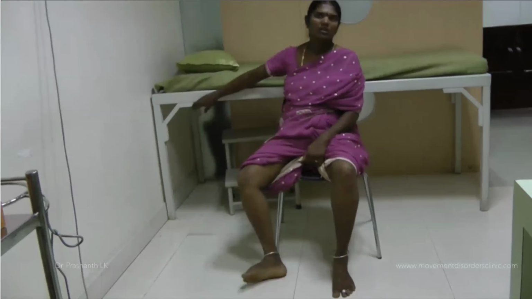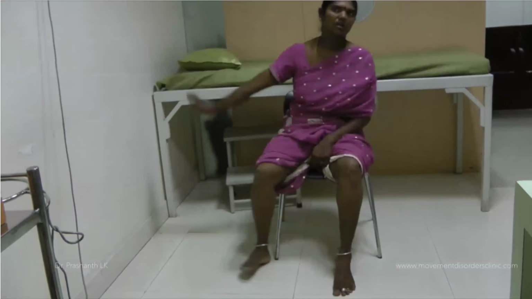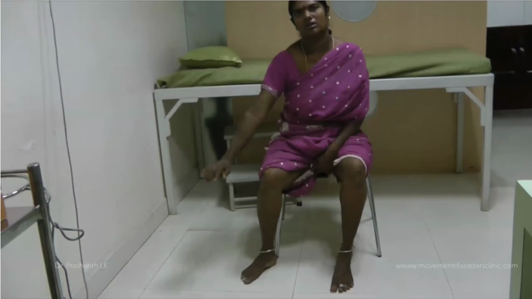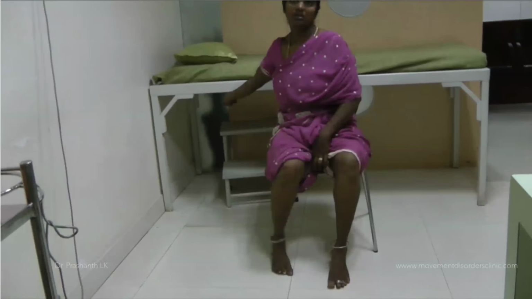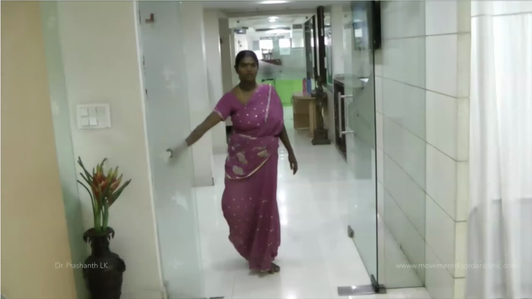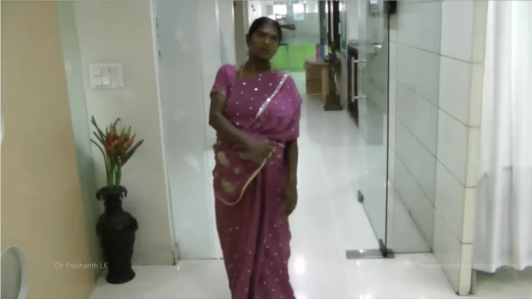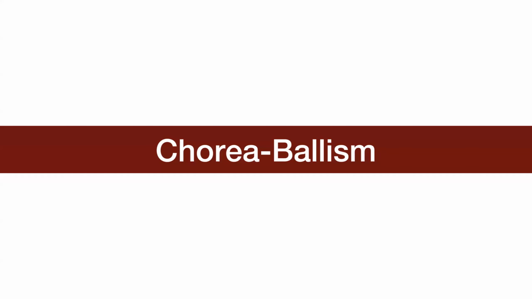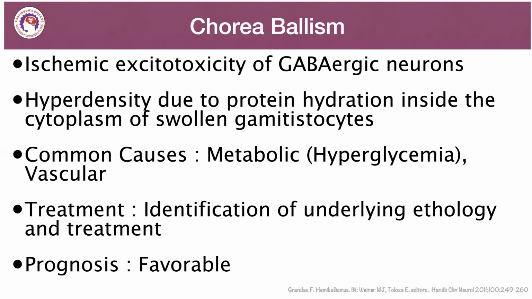So what is this we are seeing here? This is a middle-aged lady who presented with sudden onset flinging movements of her right upper limb and right lower limb, for which she was not able to do any task. So what you can see here are the imaging findings, and if you leave out the incidental finding, what she was having is chorea ballismus, a classical hemichorea-hemiballismus syndrome.